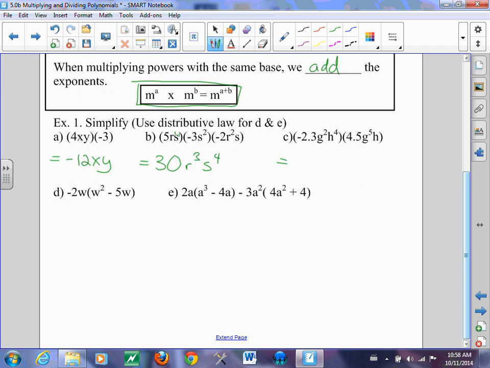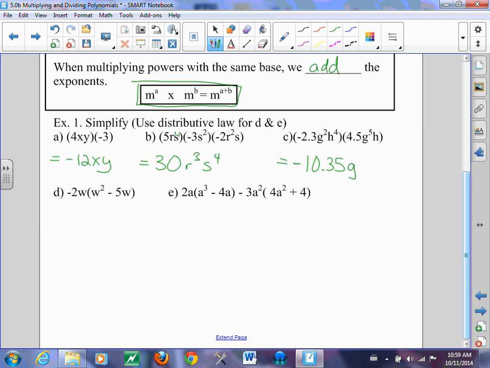All right, you might need the calculator for this one, folks. Negative times a positive is a negative. 2.3 times 4.5, and your calculator says 10.35. I don't know that without using a calculator. Please don't pretend that I know that. I have to use a calculator as well. Okay, then we take a look at our variables.